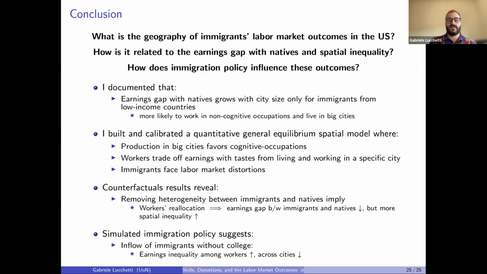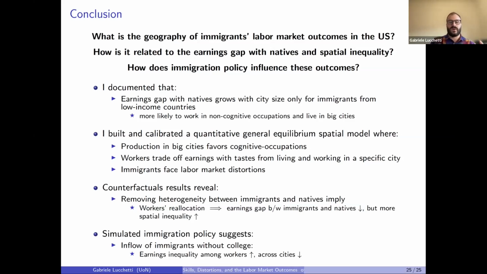And at the same time, immigrant workers in each specific local labor market are going to face some distortions, some forms of discrimination. So the counterfactual results show that removing heterogeneity between immigrants and natives is going to imply a reallocation of workers from big to small cities, so that the earnings gap between immigrants and natives is going to decrease, but spatial inequality is going to increase.